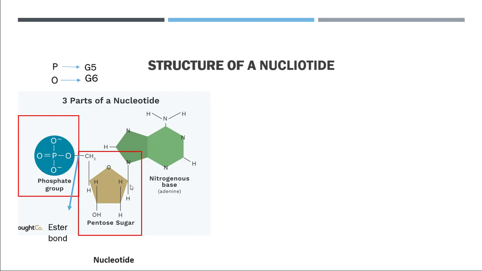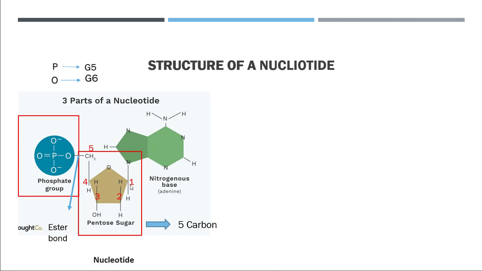The next thing we need to understand is pentose sugar. Pentose, the word tells us that they have 5 carbons in it. Let's count. 1, 2, 3, 4, 5. The important thing here is the 5th carbon is not present inside the ring. It is present outside the ring. So this is a really important point to understand here.